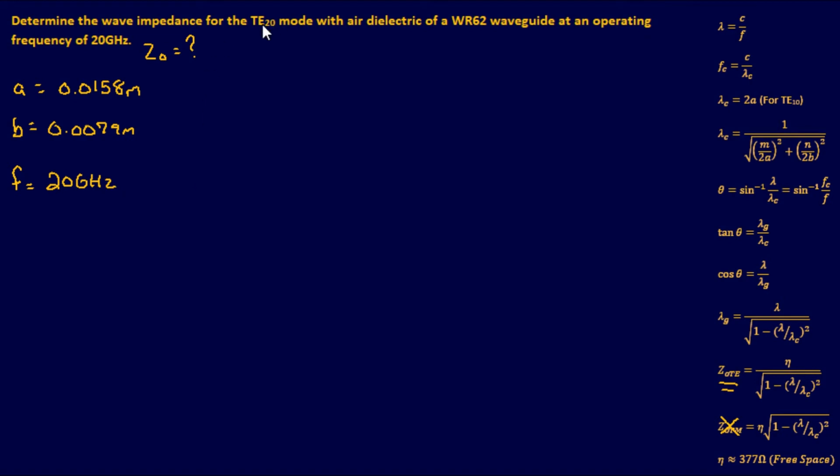All right, and we know M and N, Mike and November, so we know that one's Mike and that one's November. So the first thing we're going to want to find is the wavelength and the wavelength cutoff. Well, I'm going to do the hardest one first. Let's do the wavelength cutoff.